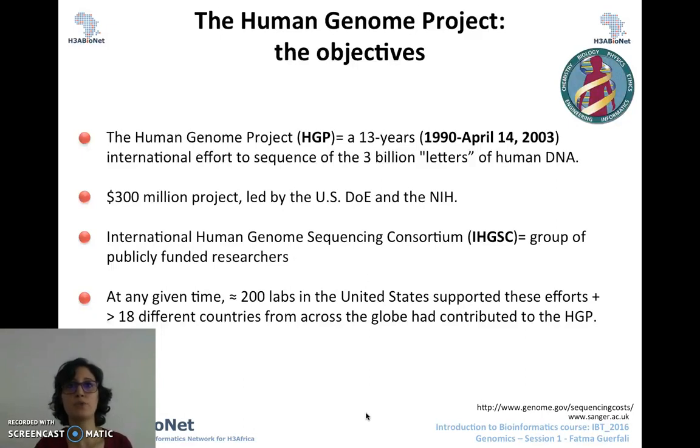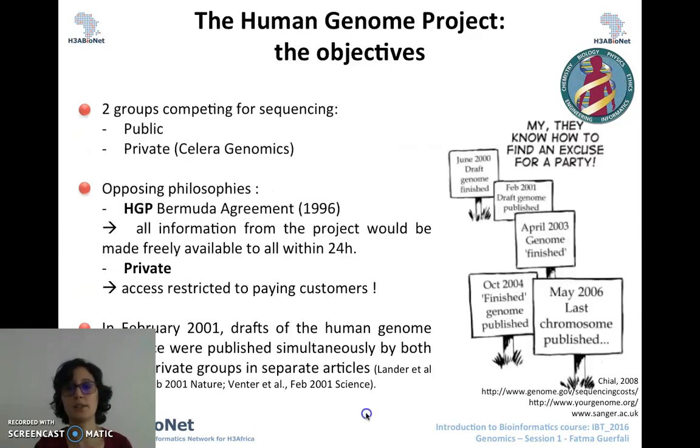A draft was produced in the year 2000, and the Human Genome Project then proceeded to refine that draft genome in order to produce what they called a finished human genome. It was an effort led by a group of publicly funded researchers in an international human genome sequencing consortium called IHGSC.